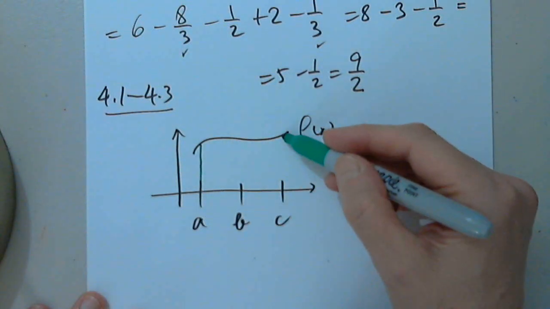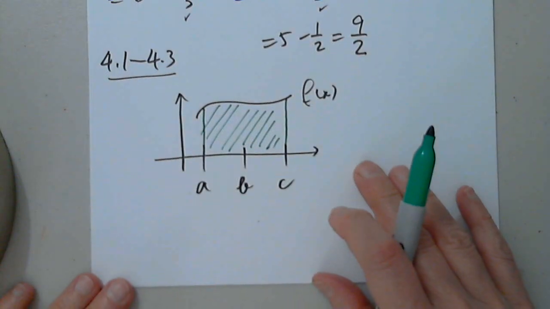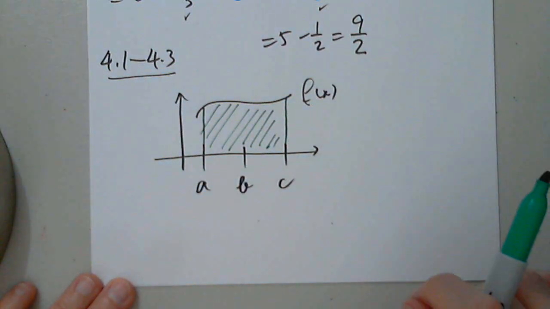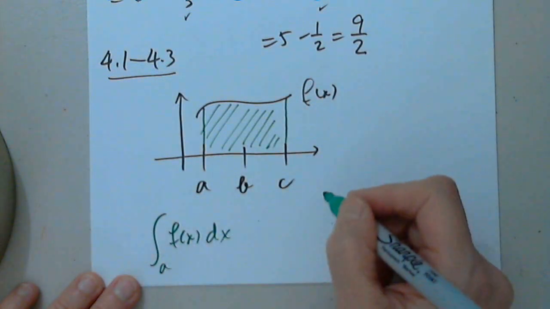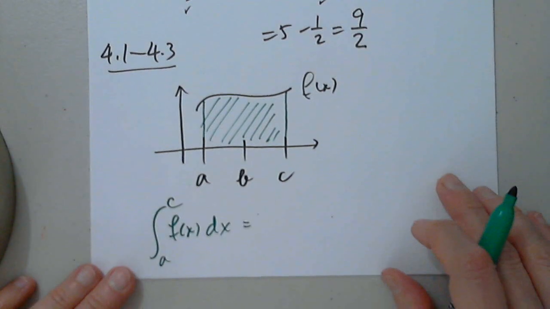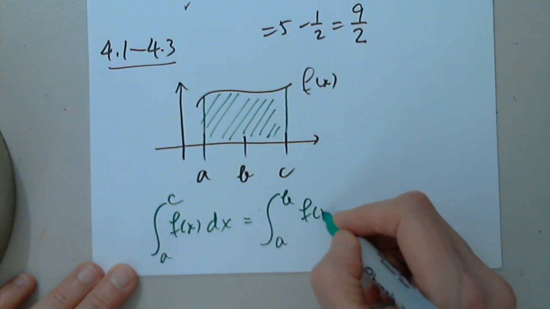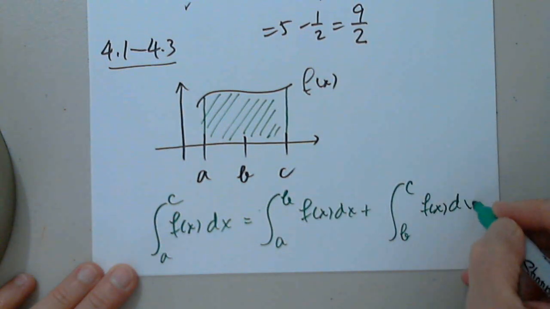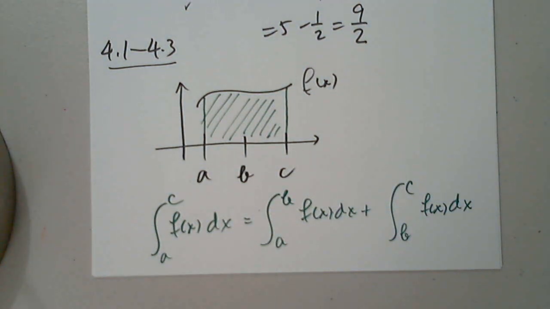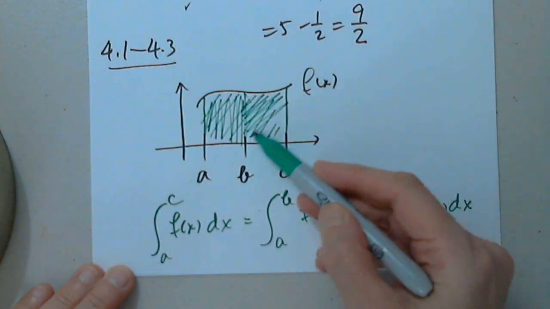So here I have a function, and I have the area under this graph. Here's a property. The integral of f of x dx from a to c. Would you agree that this must be the same as the integral from a to b of f of x dx plus the integral from b to c of f of x dx? Would you agree that this area is this area plus this area?